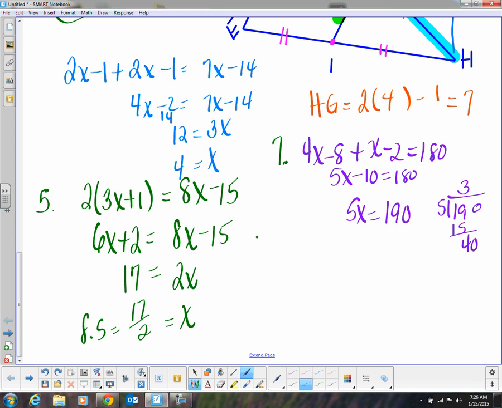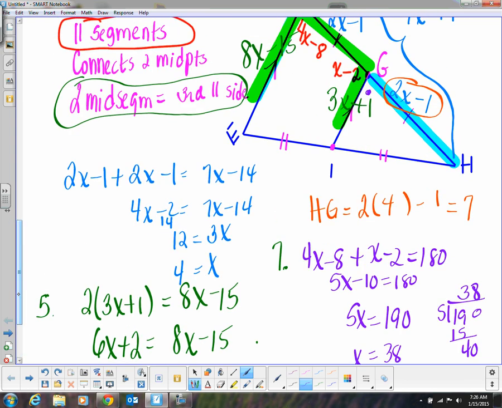That 5 goes into 40 8 times, which means x is equal to 38, but I believe I asked for IGH. So I'm asking for this angle here. So how am I going to get that angle? There's 2 ways you could do it.